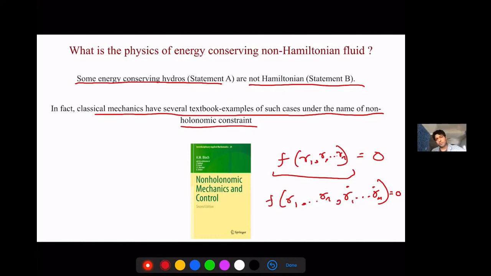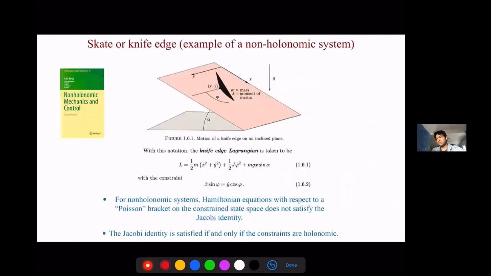So the physics of energy conserving non-Hamiltonian systems can be thought of as a system subject to a non-holonomic constraint. This L pinned to eta_H rho is the non-holonomic constraint that violates the Hamiltonian structure via the Jacobi identity, even though energy is conserved. There is a nice textbook example where you slide down an inclined plane on a knife edge or a skate, where you have to maintain the point of contact on the surface all the time, imposing a velocity-dependent constraint.